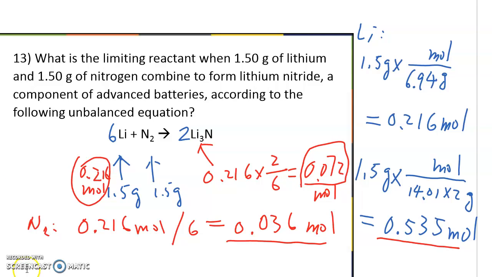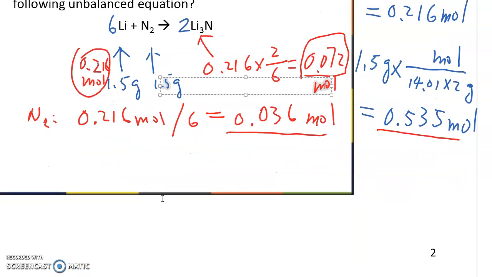That's how we find out which one is the limiting reactant. And if you want to know how many grams of the product will be produced, what should we do? We use the number of moles of the product, multiplied by the molecular weight of this compound. Okay, I think we did pretty well.